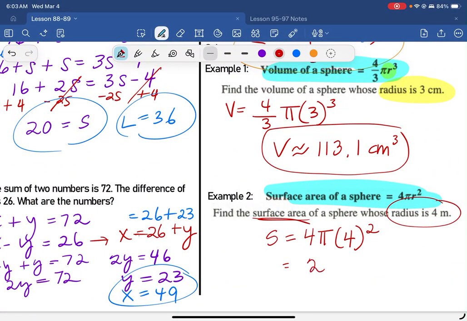So 201.1. Area is measured in square units. So we're going to put a little bitty 2 exponent at the top there. And that's all there is. I hope this made sense.